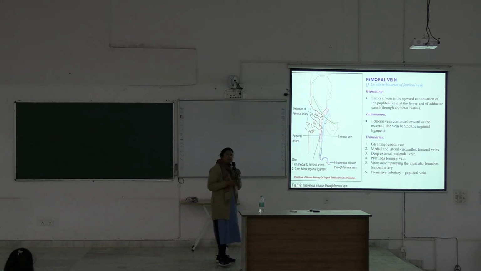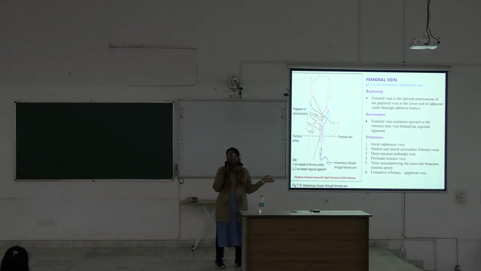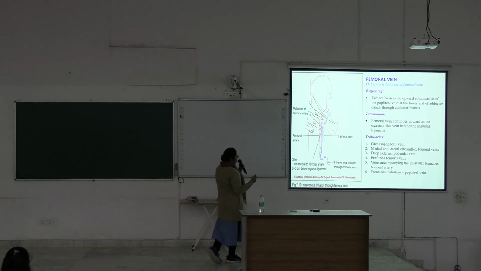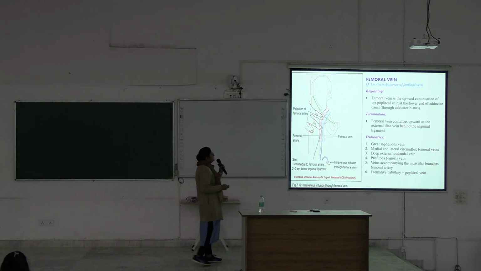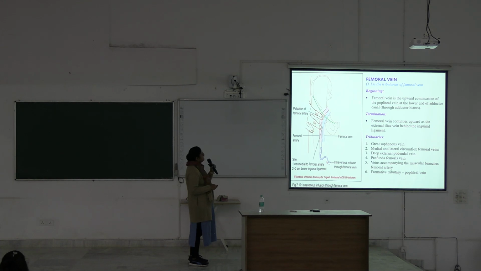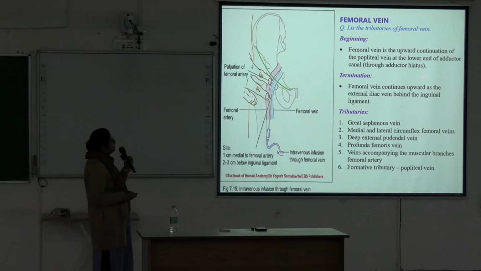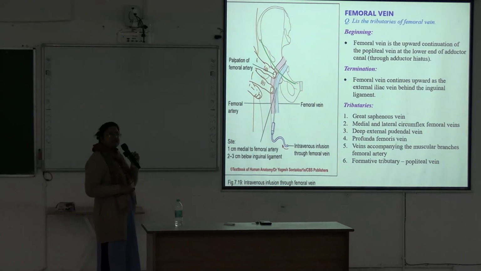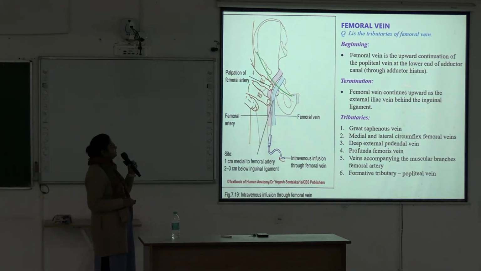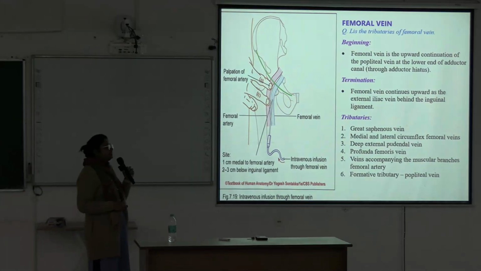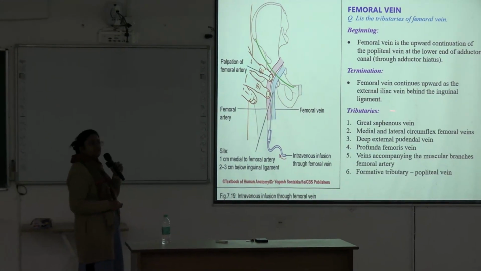Discuss femoral vein. All these you have read already during your theory individual classes. So we have put it together, the applied aspects only. So femoral vein, this is the femoral vein you can see here. It is upward continuation of the popliteal vein at the lower end of adductor canal through the adductor hiatus, and it continues upward as external iliac vein behind the inguinal ligament.